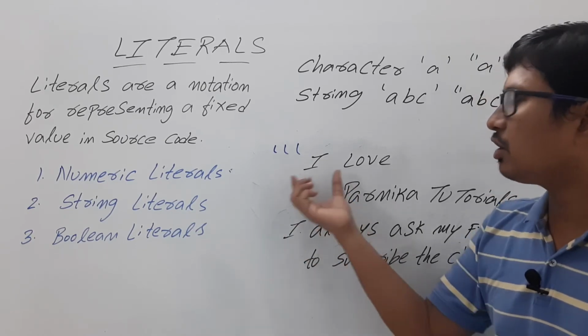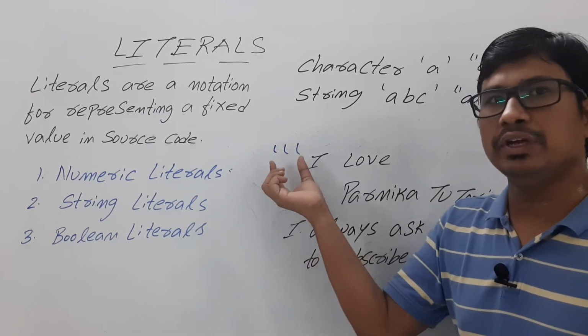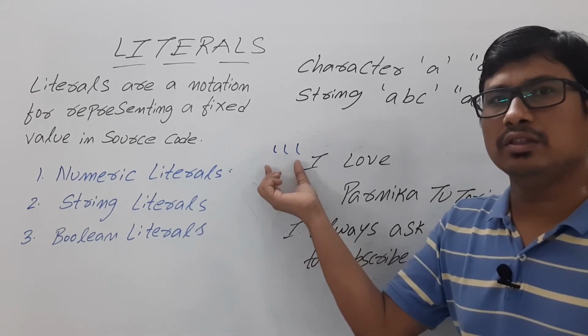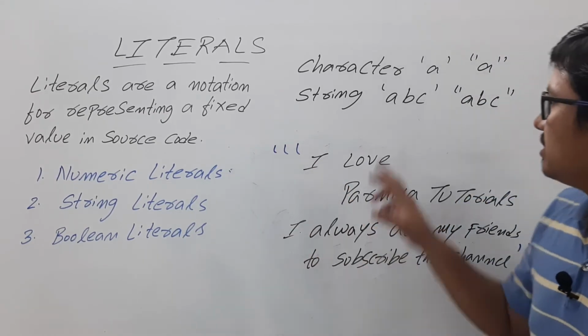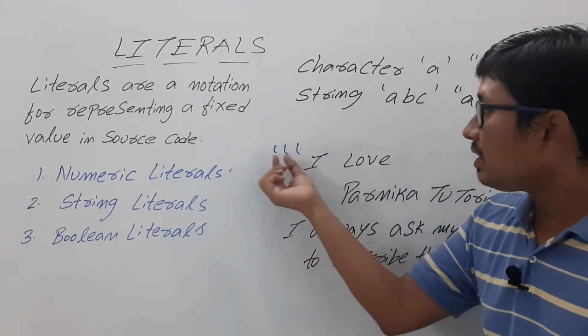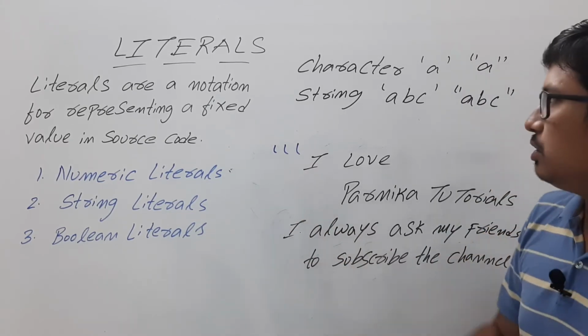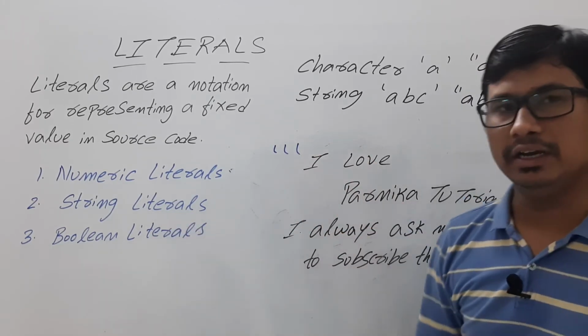This is what we call a multi-line string. In a multiple line string, we can store text using the triple quotes. Single quotes, double quotes, and triple quotes. These triple quotes are nothing but three single quotes opening and three single quotes closing. So this is about the string literals.